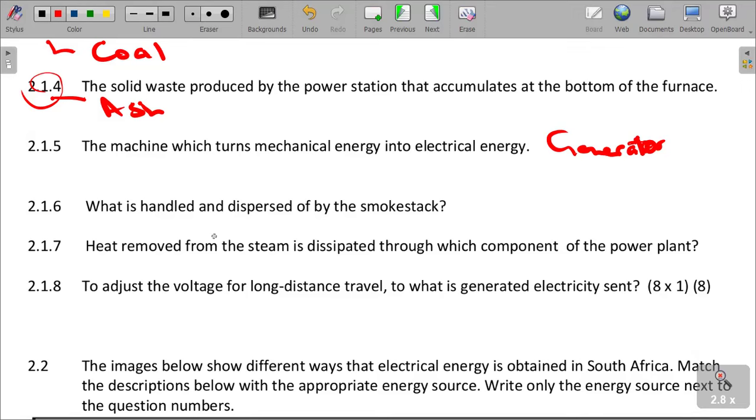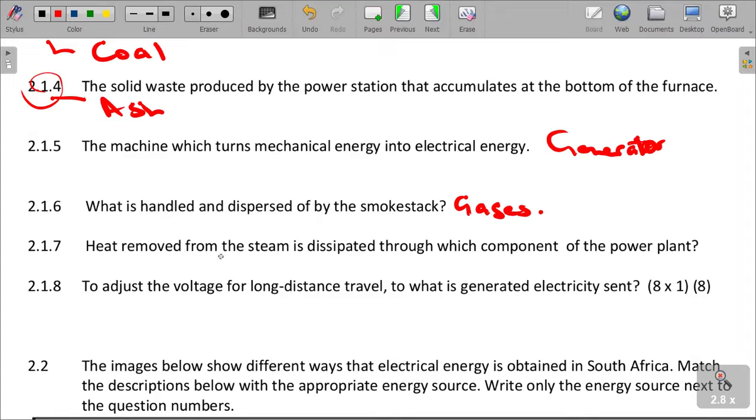And then number 6, what is handled and dispersed by the smokestack? It is the gases that are actually handled and dispersed by the smokestack.